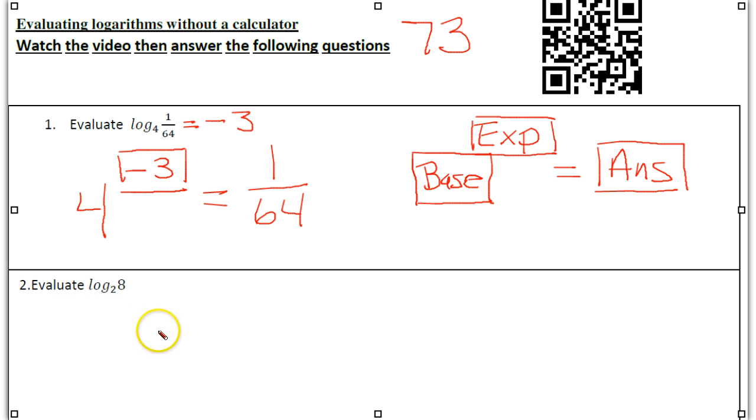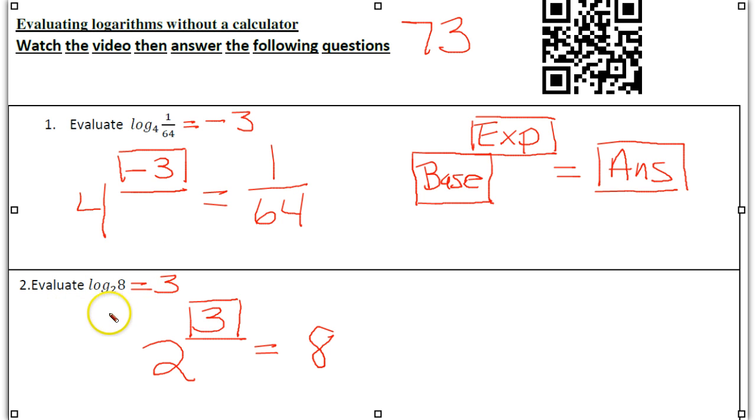All right, here's sort of an easy one. Our base is 2. 2 to what exponent is going to be 8? Well, 2 to the 3rd. So this equals 3. We have evaluated that.